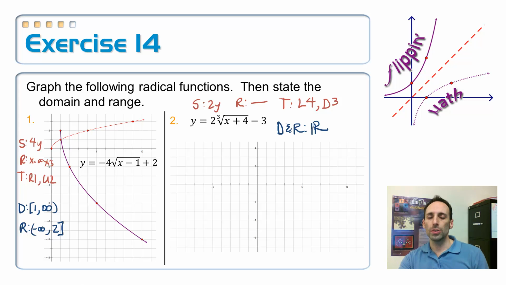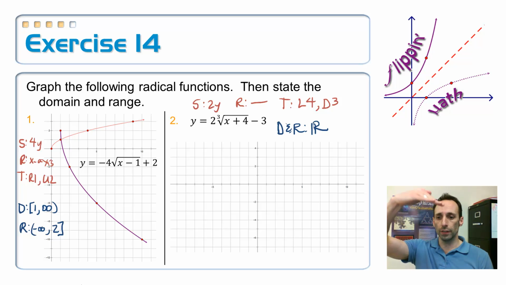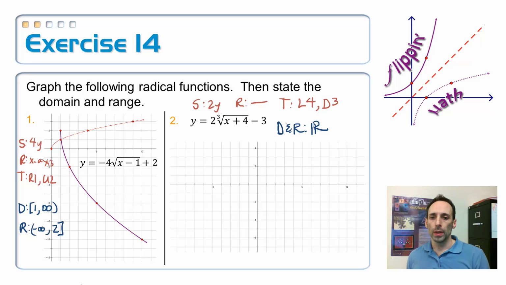Okay, now it's obvious that the domain then is going to, left to right, start at 1, and then move to infinity. And for the range, from the bottom to the top, lowest is negative infinity, and then it stops up here at 2. Okay, so let's look over here at number 2 with the cube root function.